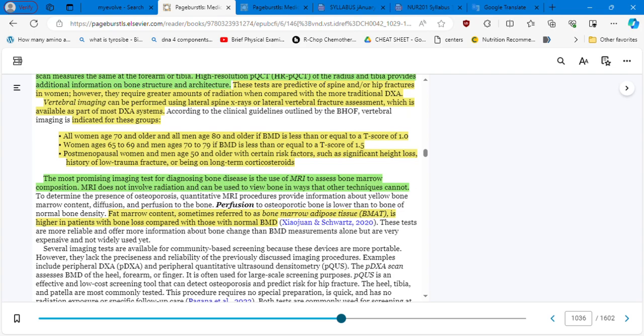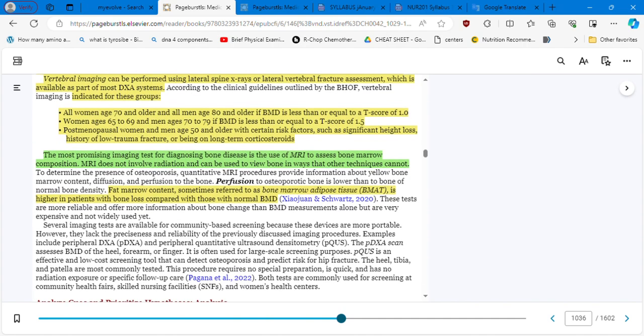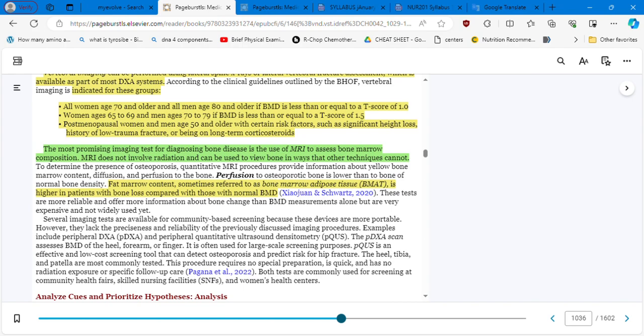So for this particular imaging, who qualifies for this exam is all women age 70 and older and all men age 80 and older if bone mineral density is less than or equal to a T-score of 1. And then you have the description of all the patients that qualify for this particular test.